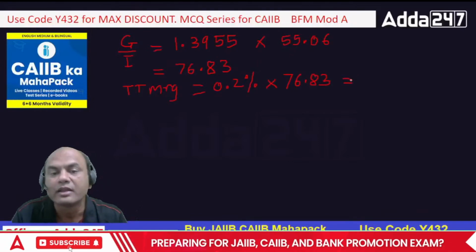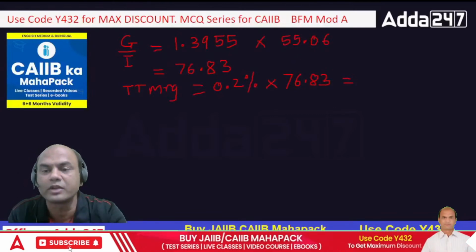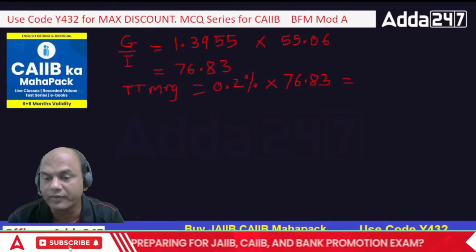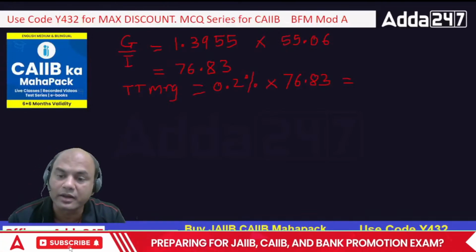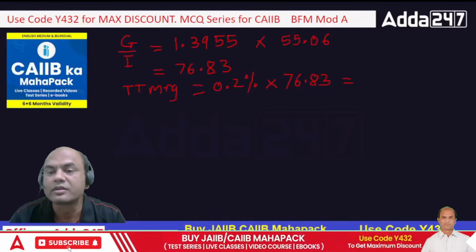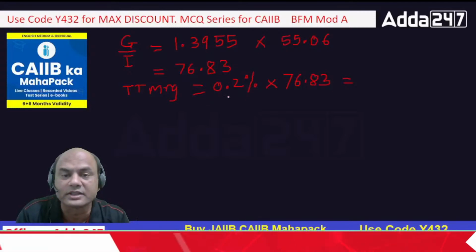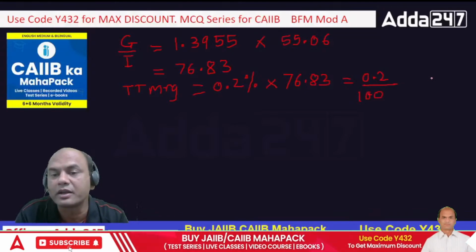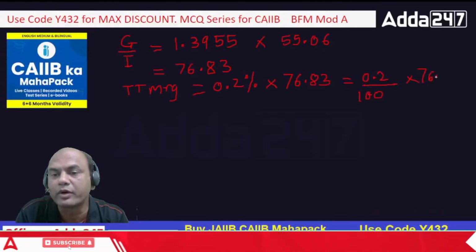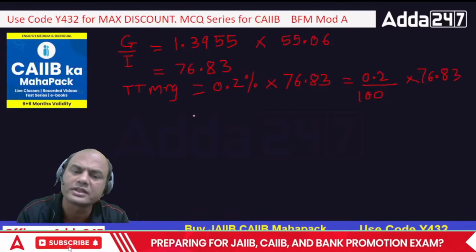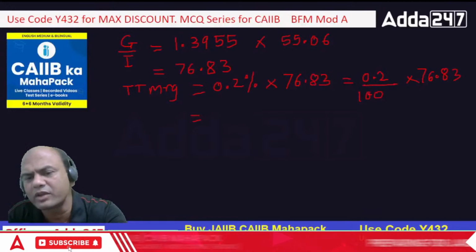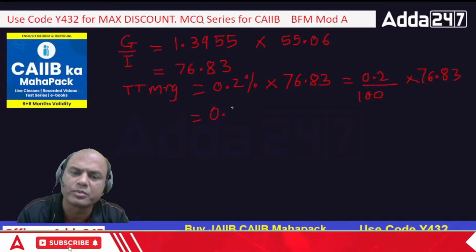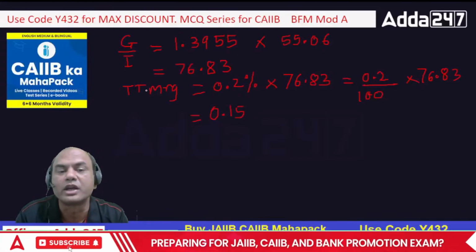Everyone try this again. Let me see how many of you are trying. So 0.2%, never forget this percent. Percent means divided by 100. So it will be 0.2 upon 100, into 76.83. So what is the answer now? You guys take up to 2 points only after the decimal. Okay, 0.15. That much is enough. So TT margin is 0.15.